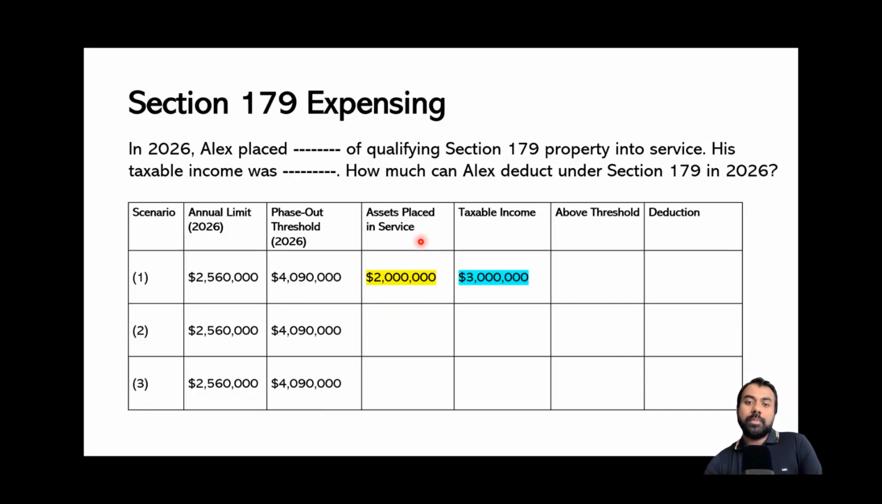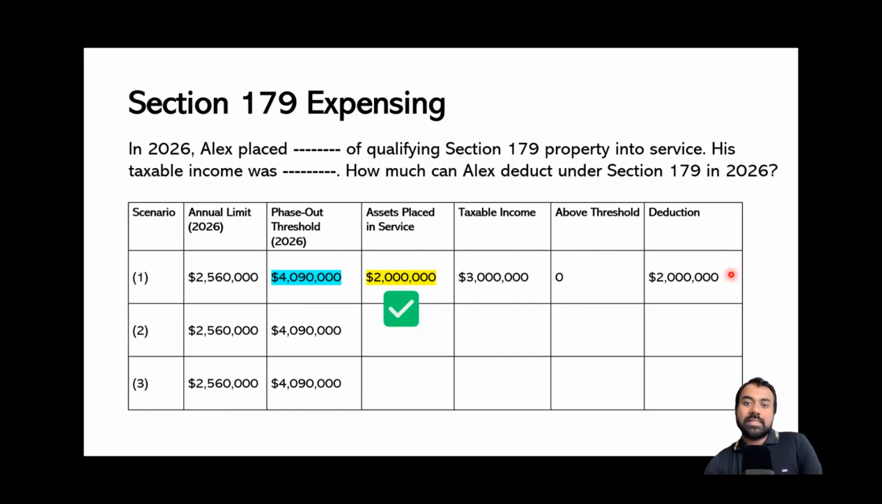We're sticking with 2 million. Now, next we compare this number that we got, that is 2 million, against our taxable income, and we check whether this number is less than our taxable income or not. And again, 2 million is less than 3 million, so we pass the second test as well. The last test is whether the amount of assets that we placed in service is above the threshold or not, which clearly is not the case. It's not above the threshold. That means 2 million passes the third test as well. What that means is that Alex can take the full 2 million deduction for the tax year 2026.